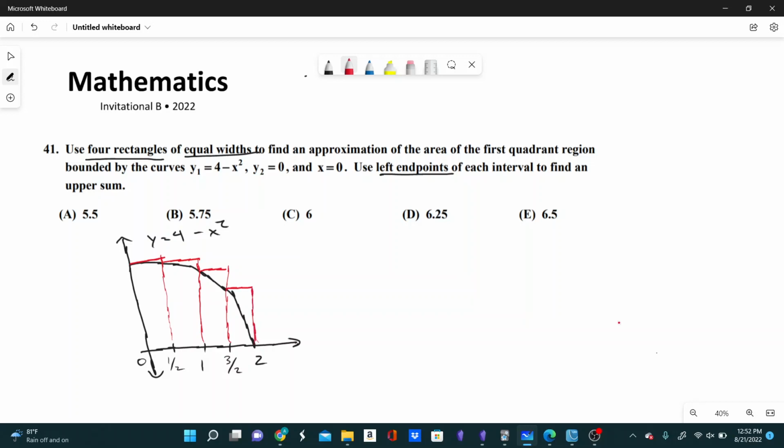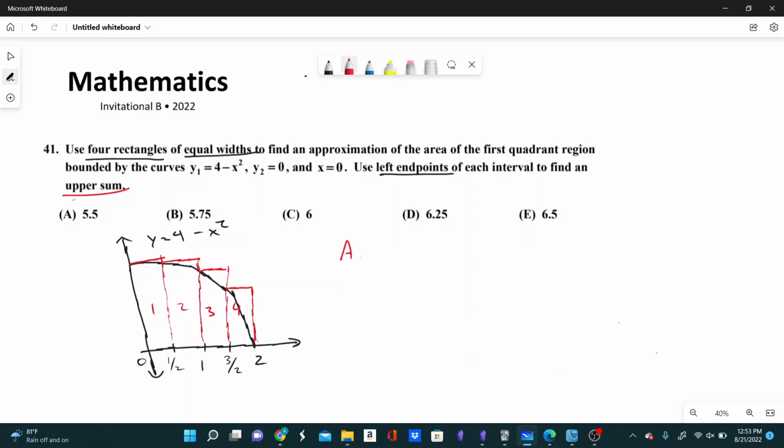Notice it also calls it an upper sum. You can see why they call it that, because for each of our rectangles, because of how the graph is shaped, the upper sum is giving us an over approximation. So then we just have to find the area of these four rectangles and add them together, and that'll give us the sum. Each of these rectangles has a width of 1/2. So I'm going to label these rectangles as just 1, 2, 3, and 4.